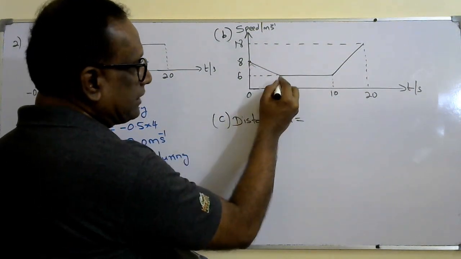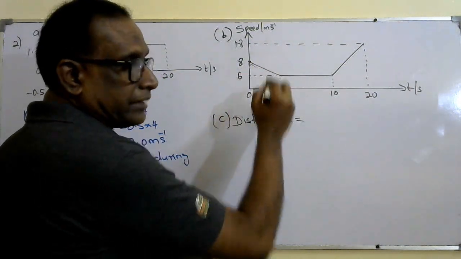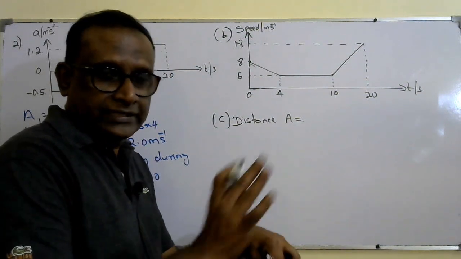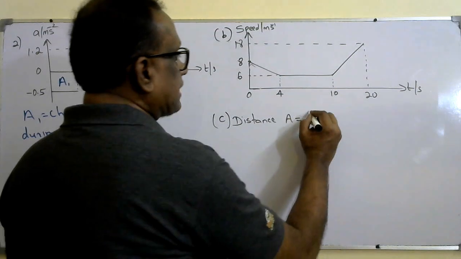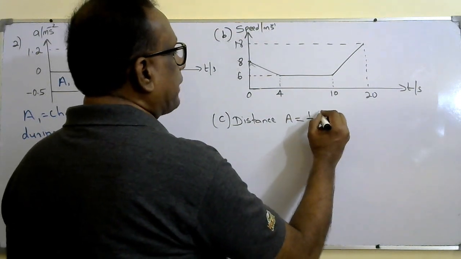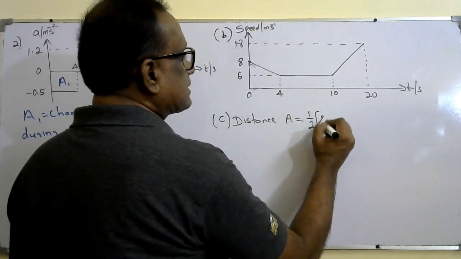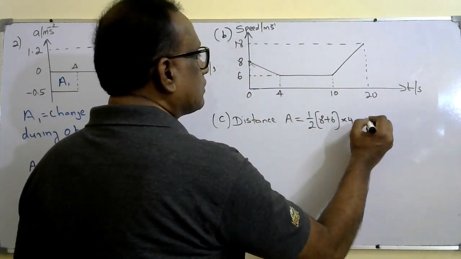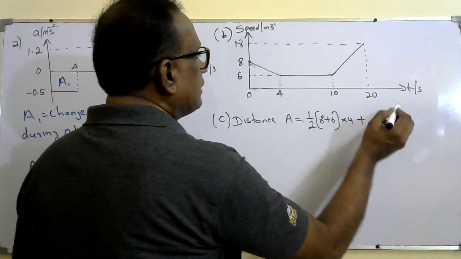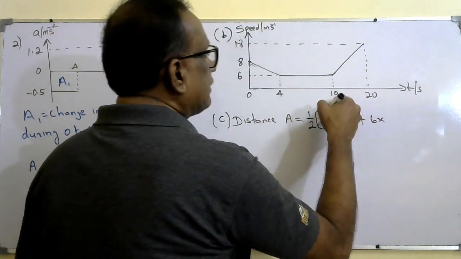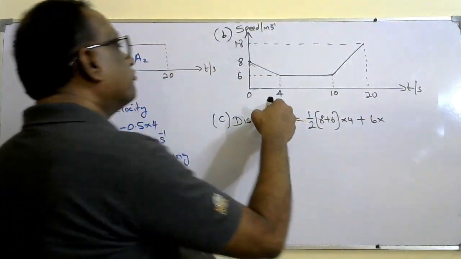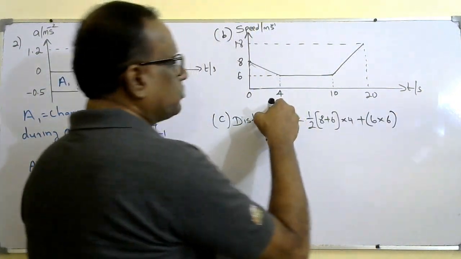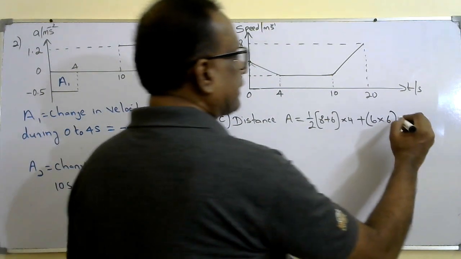This is a trapezium. So area of a trapezium is half into addition of the parallel sides into perpendicular distance between the parallel sides. So that is half into addition of the parallel sides, 8 plus 6, into perpendicular distance 4. This is a rectangle, so that is 6 into 10 minus 4, again 6. 10 minus 4, 6, 6 into 6 is a rectangle.